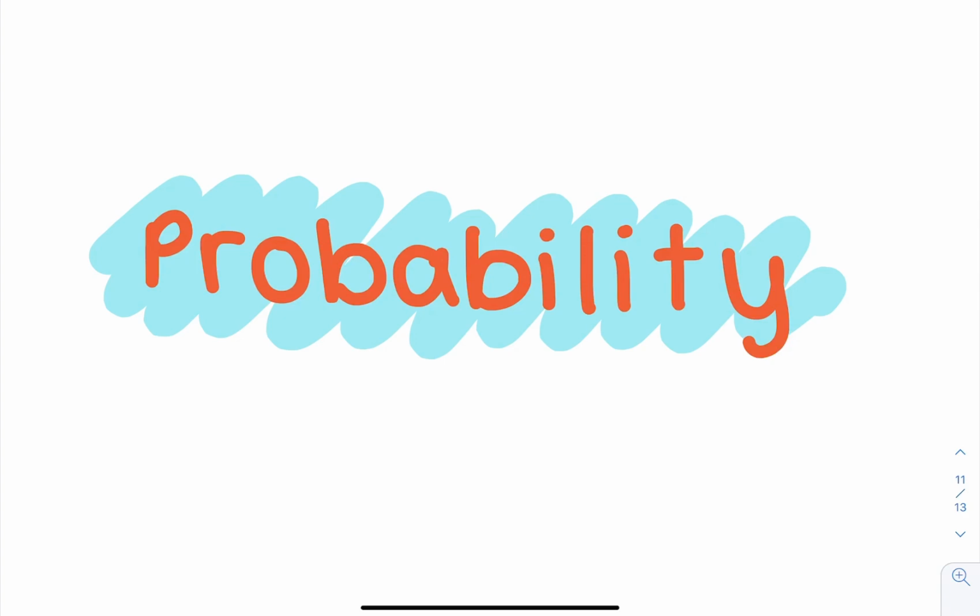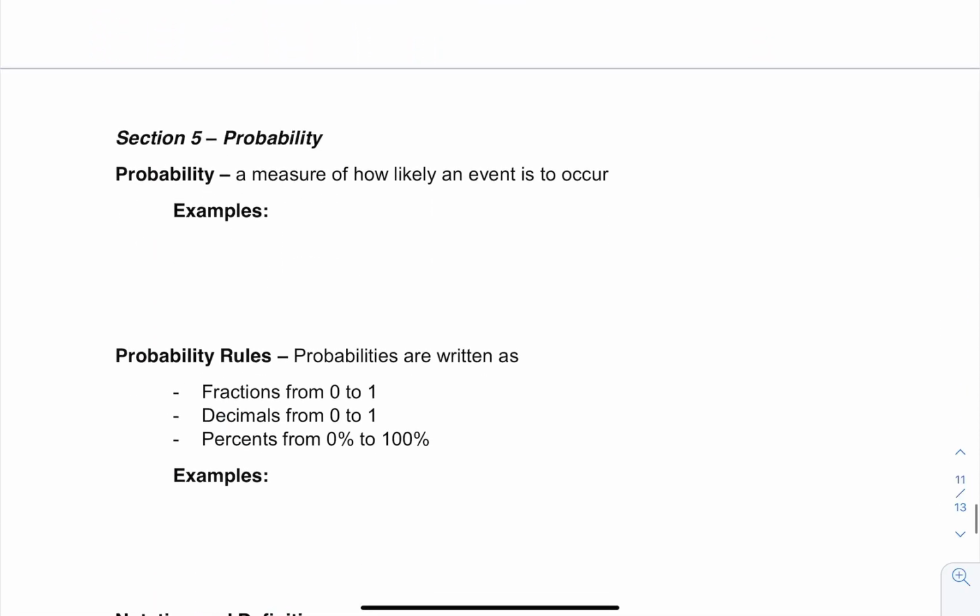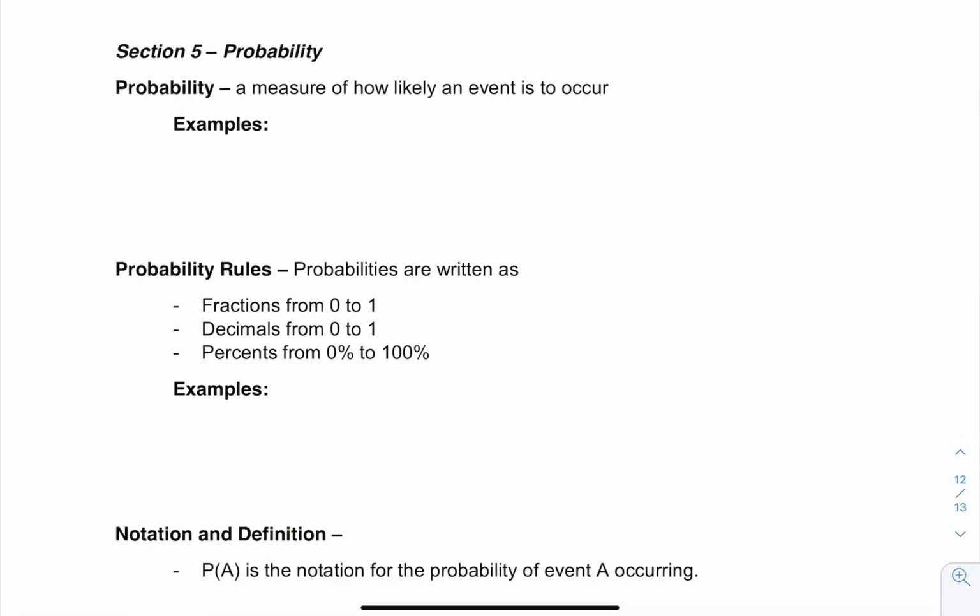In this video, we're going to be learning about probability and certain probability rules. So probability, first off, is a measure of how likely an event is to occur.